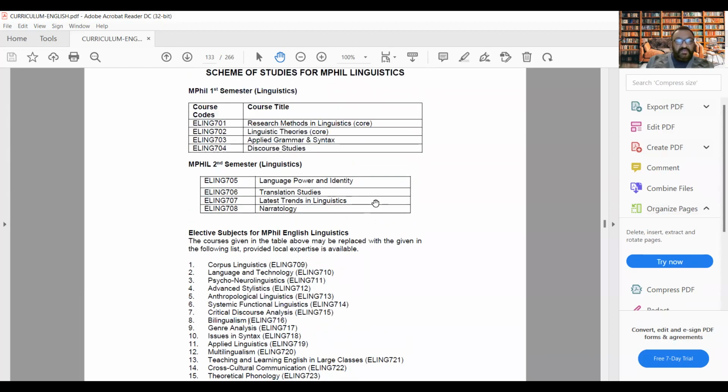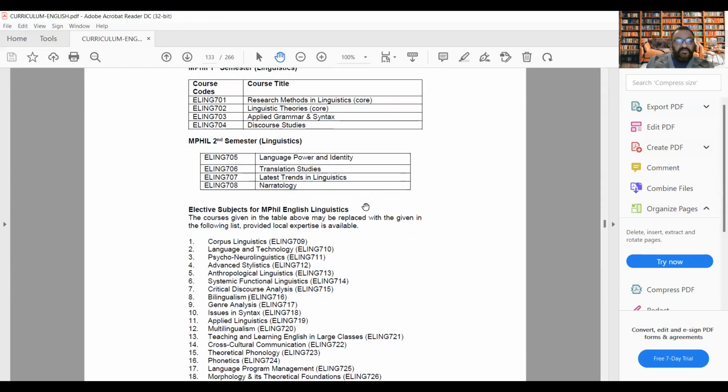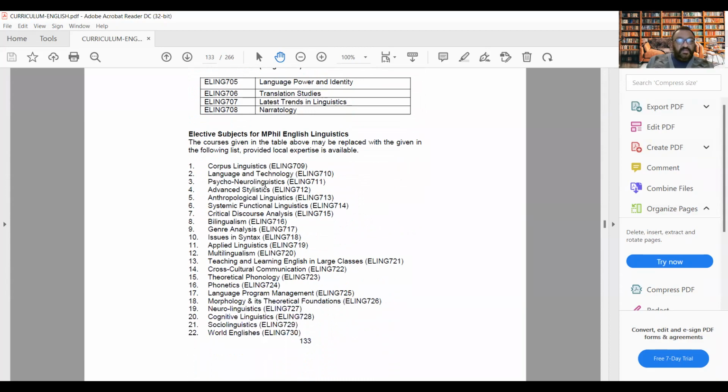Now if you can see the second one, language power and identity. And I have stylistics, latest trends in linguistics, narratology. What you can select from here? There are many subjects here. You can select, for example, corpus linguistics, language and teaching, neurolinguistics. If you want to get neurology, some universities issue a neurology degree for neurolinguistics. So, stylistics, anthropological linguistics, systemic functional linguistics, critical discourse analysis, bilingualism.